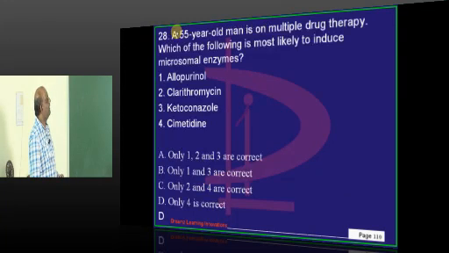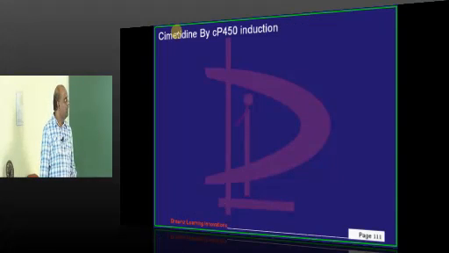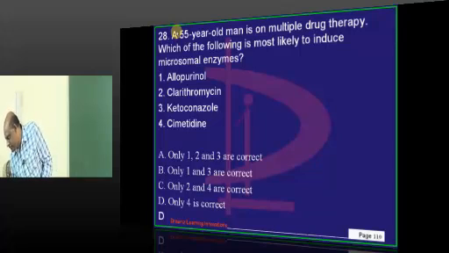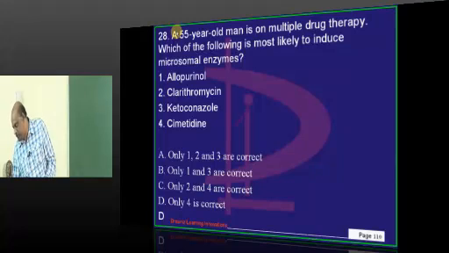Cimetidine, inducers and inhibitors, right? Ketoconazole, clarithromycin, allopurinol, they are all inhibitors or inducers, doctor? Who is an inducer? Question number 28. They are not asking inhibitors, inducers.